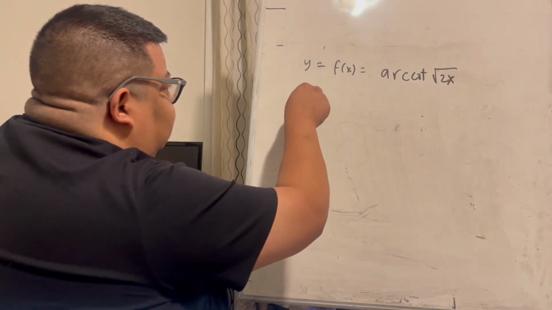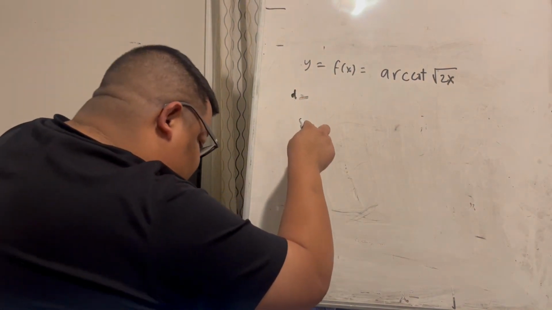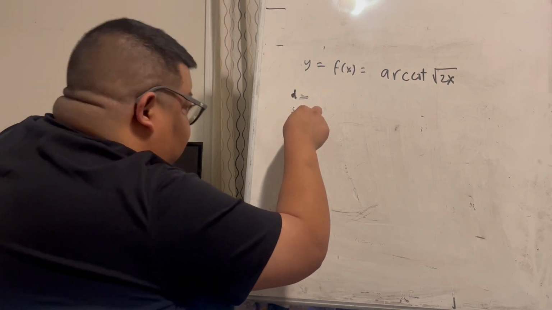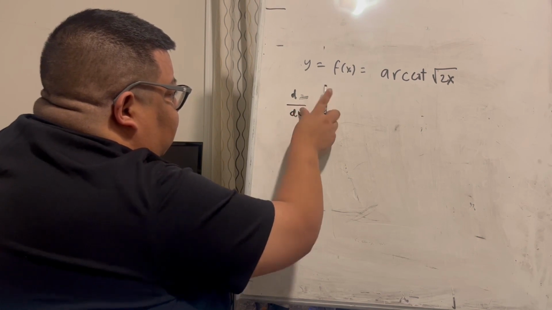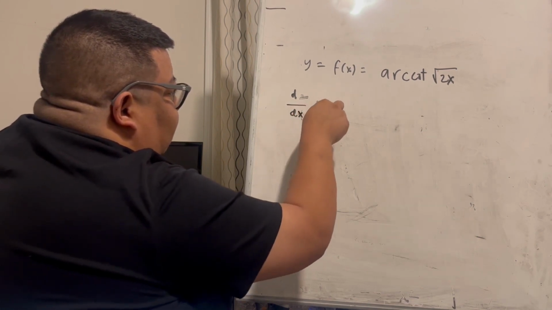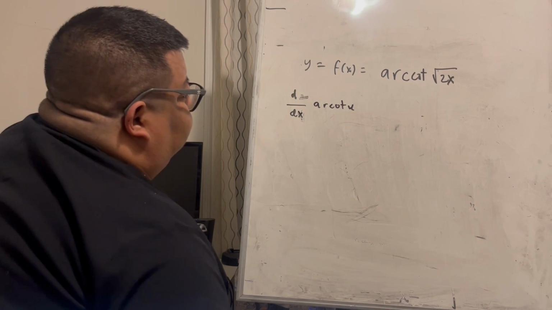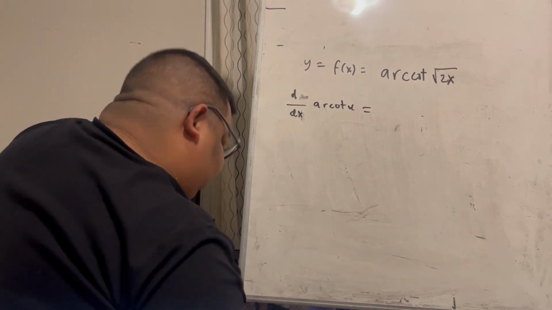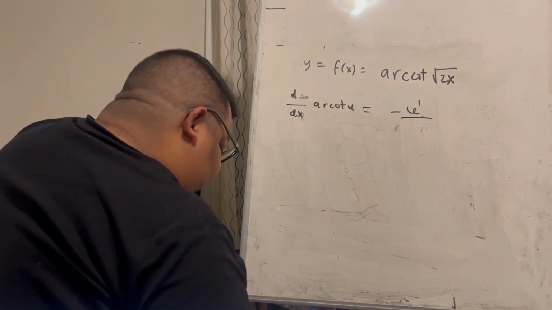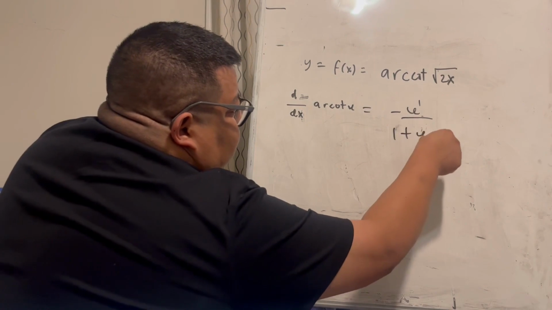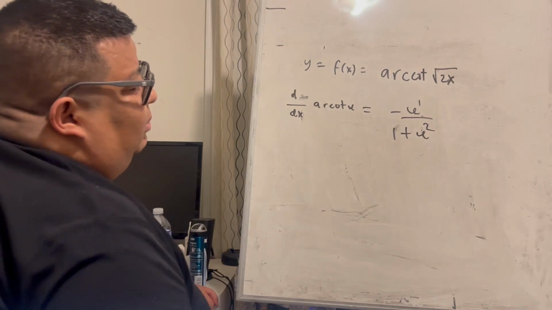So the formula says d/dx of arccot of u is equal to negative u prime over 1 plus u squared. So now in this formula we can take the derivative of the example.